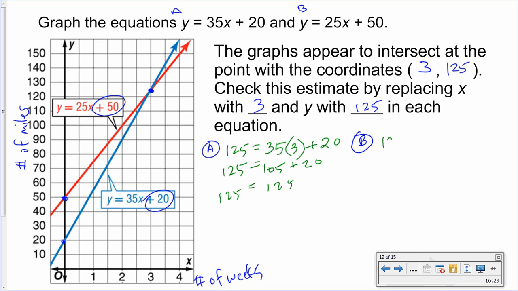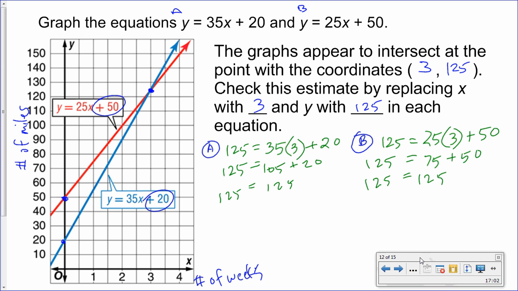Okay, so 125 equals 25 times 3 again, plus what? 25 times 3 plus 50. So it works.